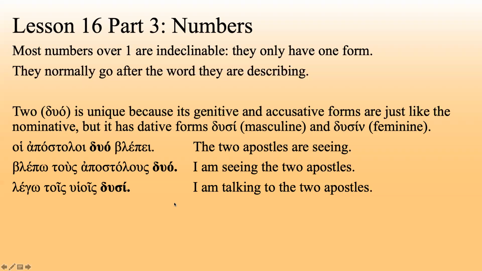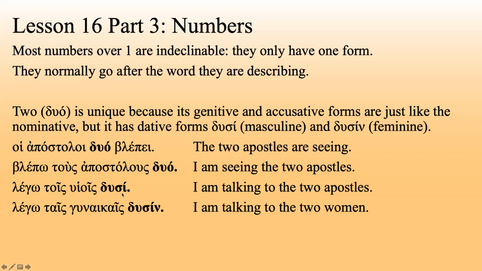Here's where it gets a little bit different. Lego tois huiois dusi. I am talking to the two, no, that should be the two sons. I'm talking to the two sons. Here, sons is in the dative, so dusi needs to also be masculine plural dative, so this is the masculine plural dative form.